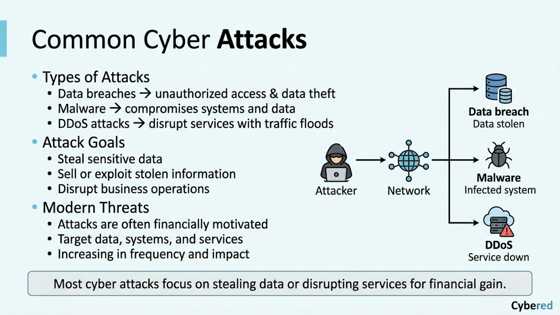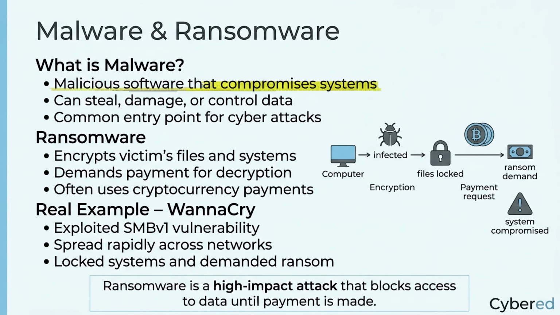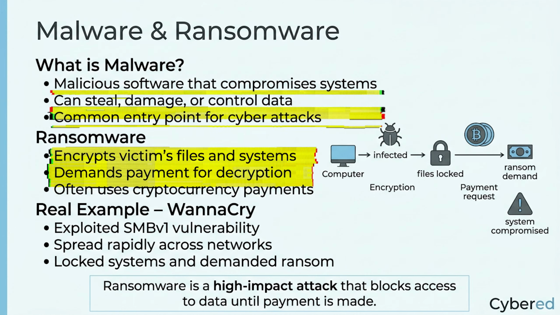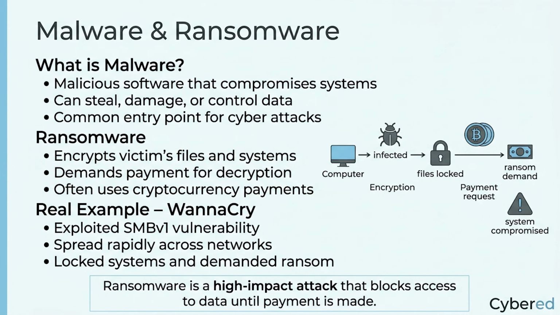Modern attacks are often financially motivated. Attackers aim to steal, sell, or exploit data for profit. Malware is frequently used to compromise systems. A major example is ransomware, which encrypts data and demands payment for its release. One well-known case is WannaCry, which exploited a vulnerability in Microsoft Windows SMB version 1. Once infected, systems were locked and victims were asked to pay in cryptocurrency.